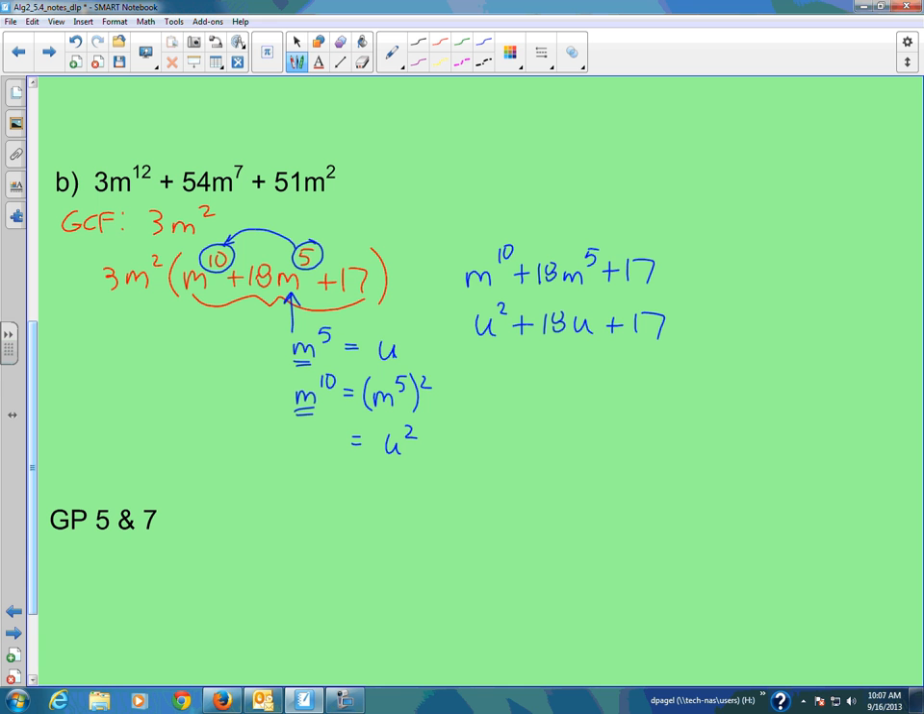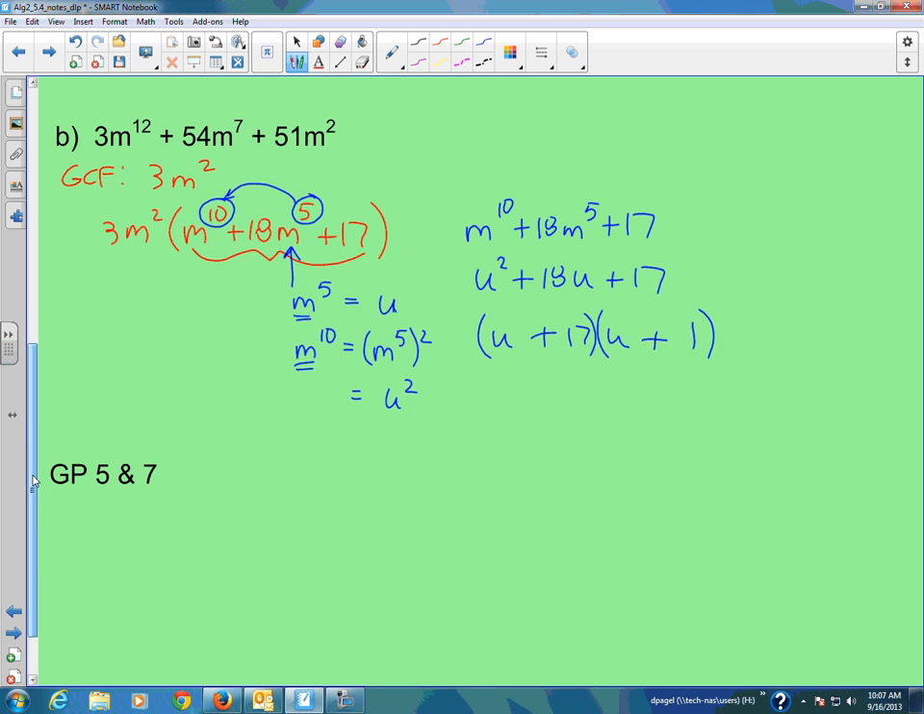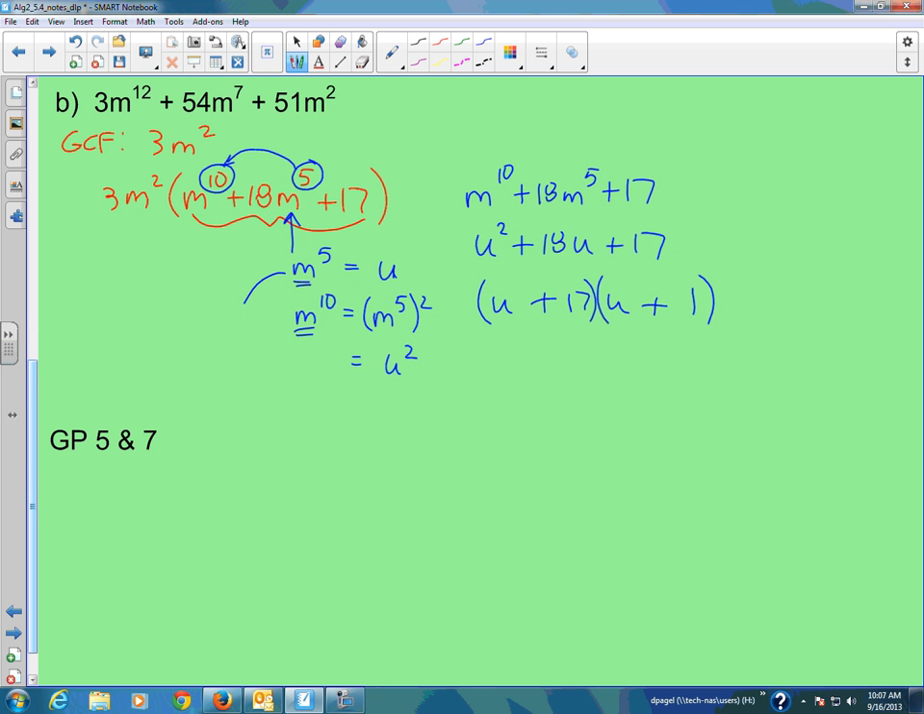It has an ax squared plus bx plus c type of look to it now. And then I can factor this. I get a u and a u and a 17 and a 1. Factors like that. Now, I'm not done though, because our original problem had the variable m. So now we have to come back and think about substituting m to the 5th in for our u values. So we put that m to the 5th back in, and we get m to the 5th plus 17, and m to the 5th plus 1.